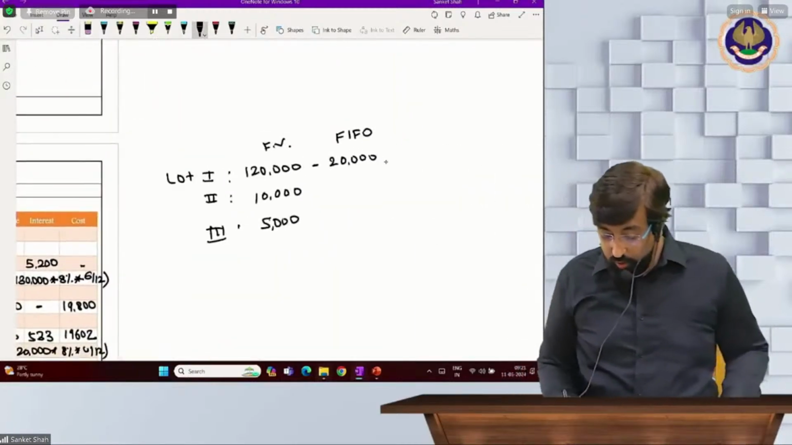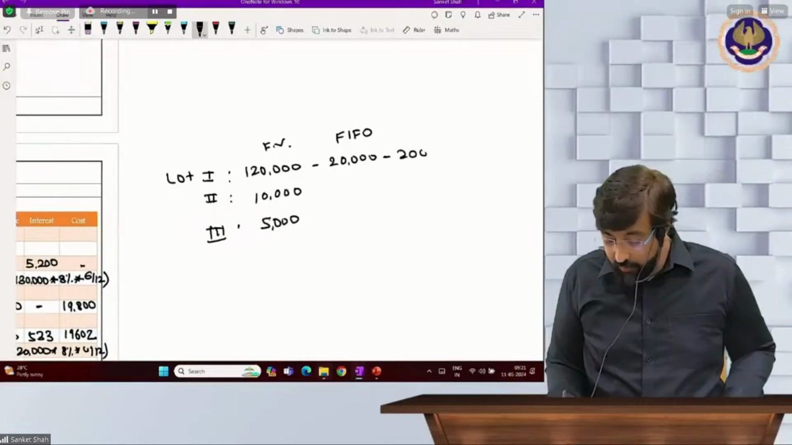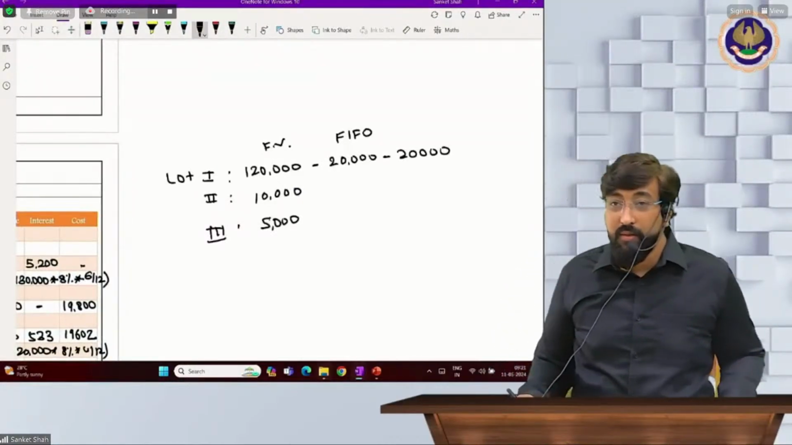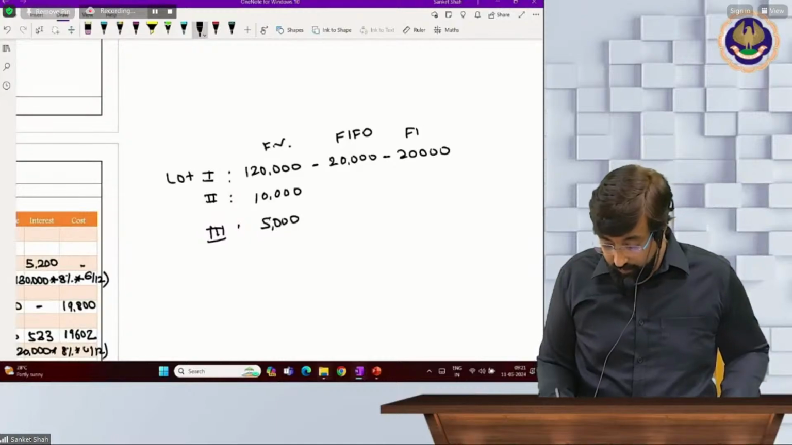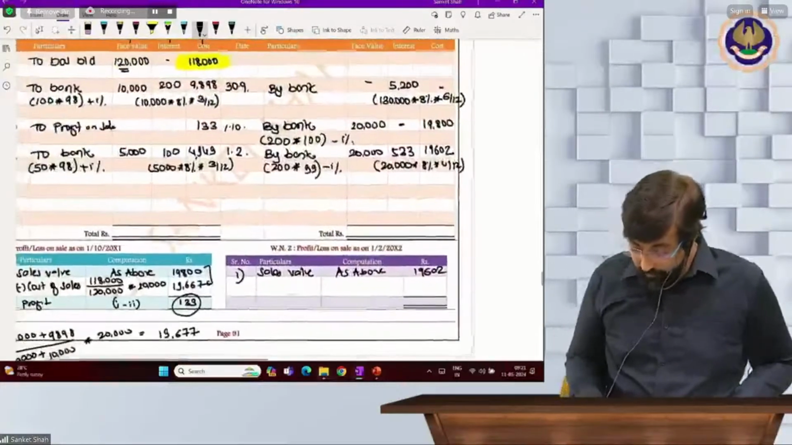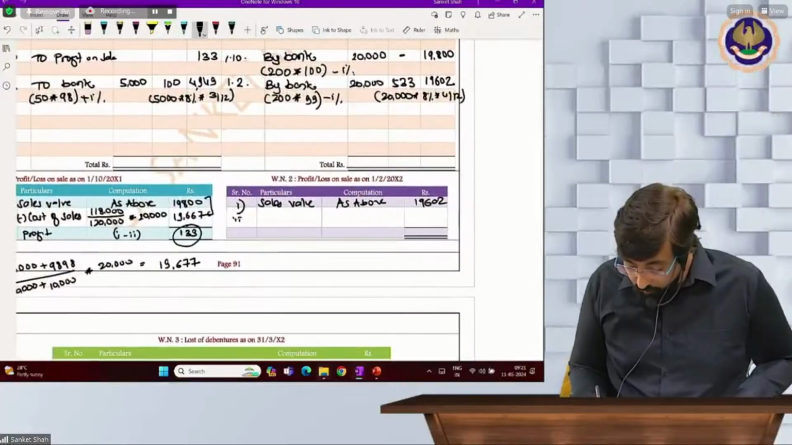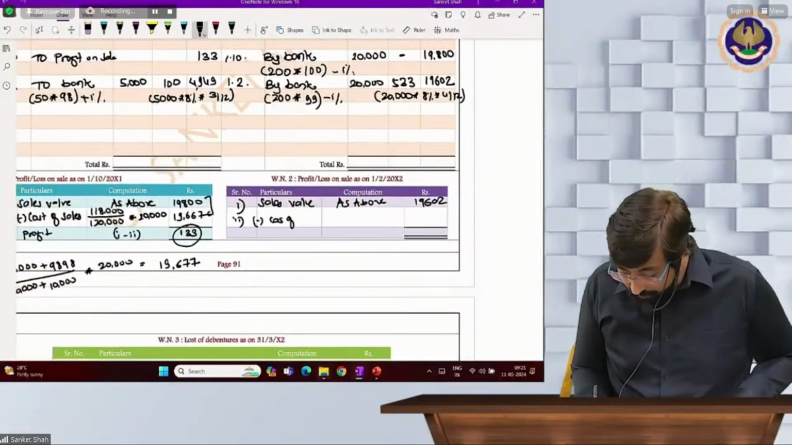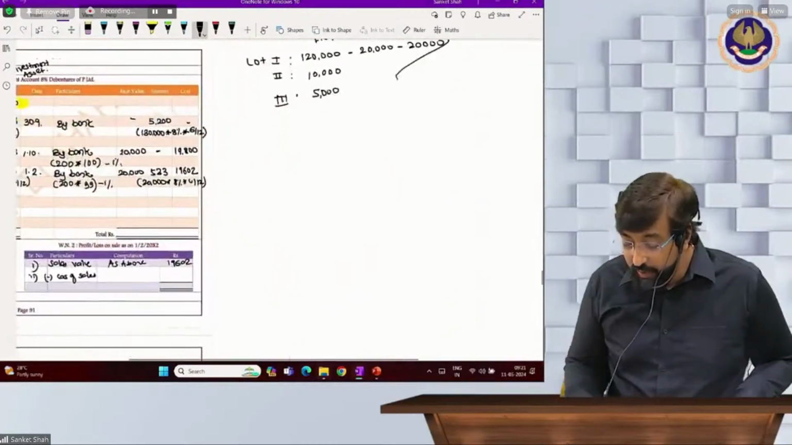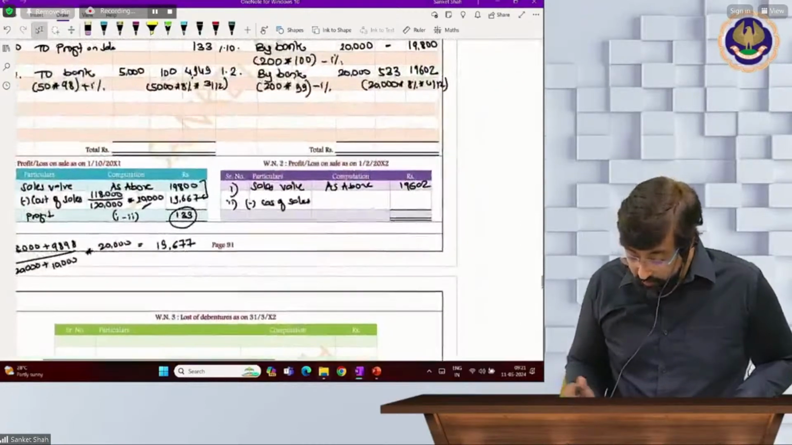And you sold again 20,000. So 20,000, from where will you deduct this? First lot. First in, first out, from lot 1. Got the answer? Yes, sir. Working note 2, less cost of sales. Now it is from the first lot and it is again 20,000. So the same cost I will get, beta. Same cost.